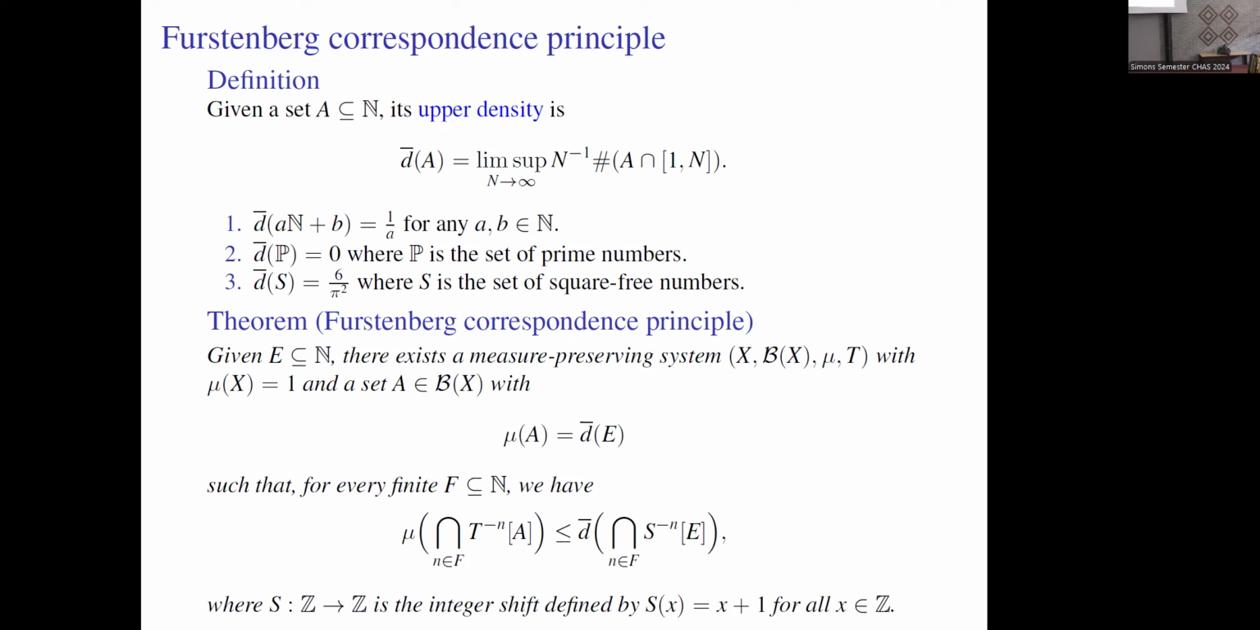So the measure of A of this new set is exactly the upper density of E. So this is equal to precisely this value. And moreover, for every finite subset of integers, the measure of this event is dominated by the measure, so we can think of this density as some kind of measure on the set of integers. It's dominated by the measure of this event on the set of integers, where S is the shift operator on the integers. So that's what we have.